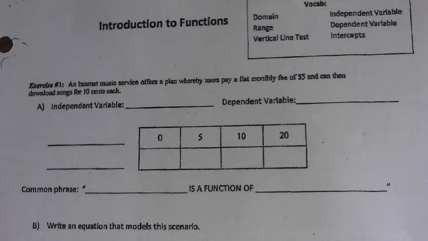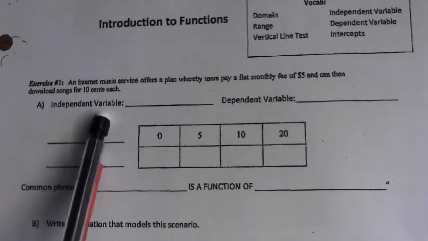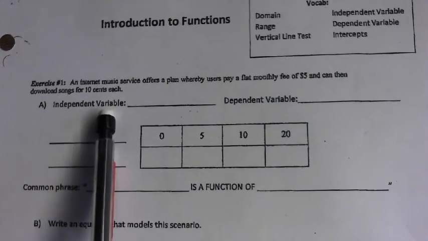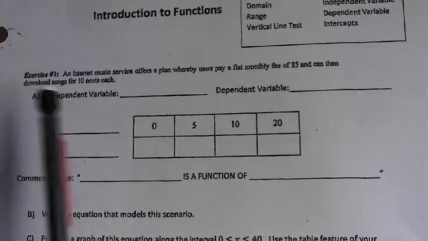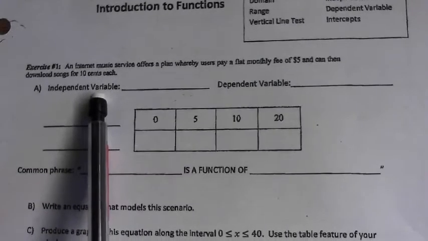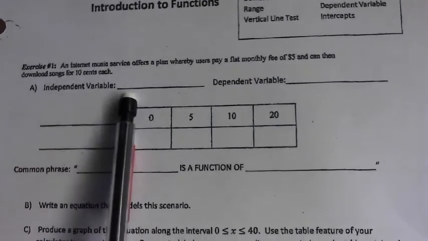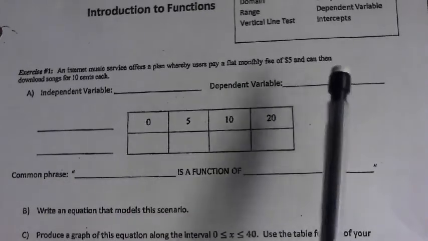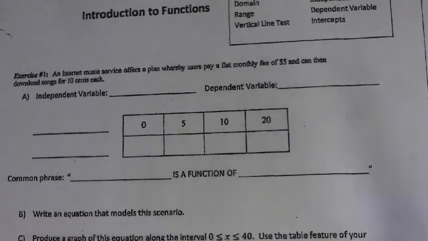And as a result of that, what also changes? What will change as a result of downloading more songs? The cost, right. And so those two things that change hand in hand with each other, one being the cause of a change in the other, create your independent and dependent variables. The independent variable is typically what you manipulate, what you are in control of. You are first and foremost, chronologically, in charge of how many songs you choose to download. Then, as a result, the cost changes. So that would be the dependent variable.